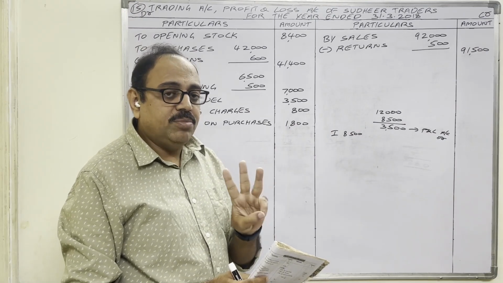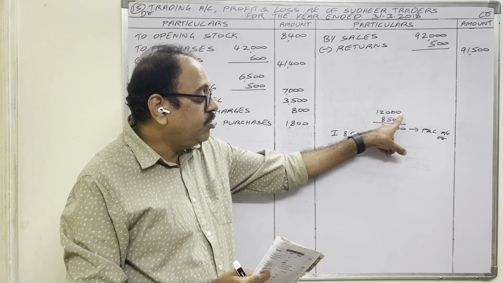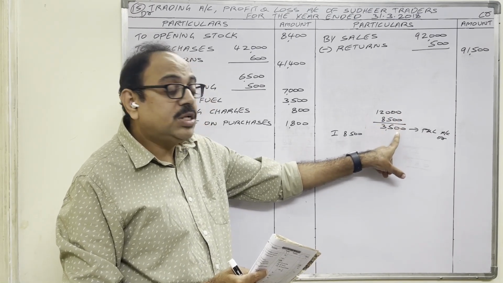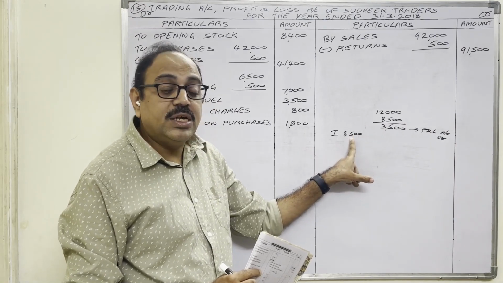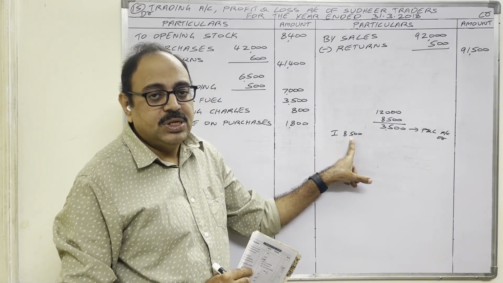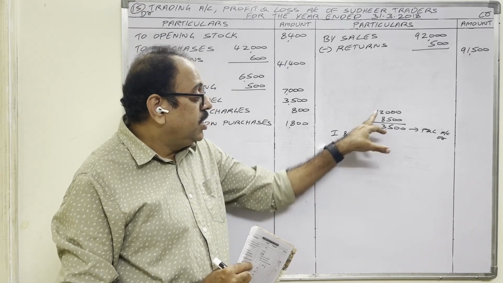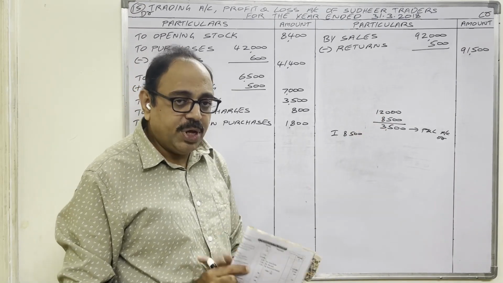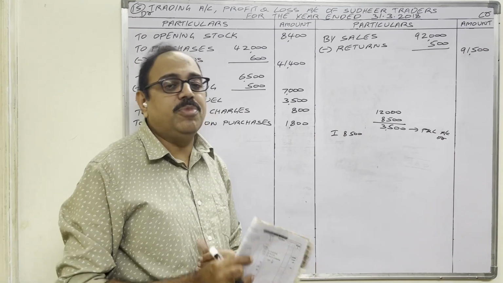So it will come 3 times. In the trading account credit side, 12,000 rupees. In the profit and loss account debit side, 3,500 rupees. In the balance sheet asset side, 8,500 rupees. Sometimes he gives this adjustment like this: 12,000 worth of goods are damaged, the insurance company accepted to pay the full amount.